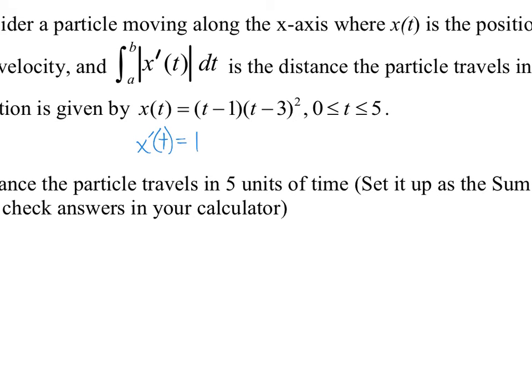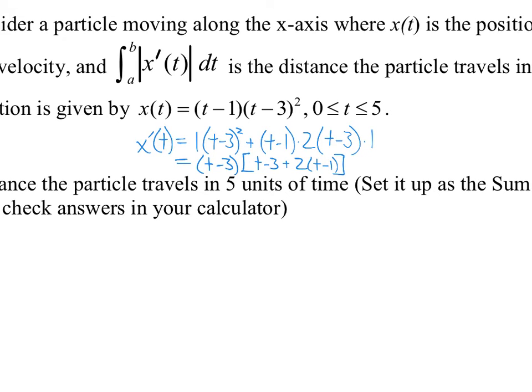The derivative of the first is 1 times the second, plus the first times the derivative of the second. Chain rule here times 1. Okay? Notice both of those parts have a t minus 3 in them, so I'm going to factor that out. And then what's left over is the other t minus 3 in the first part, and the 2 and the t minus 1 in the second part. And that gives us t minus 3 times 3t minus 5, if we simplify that.